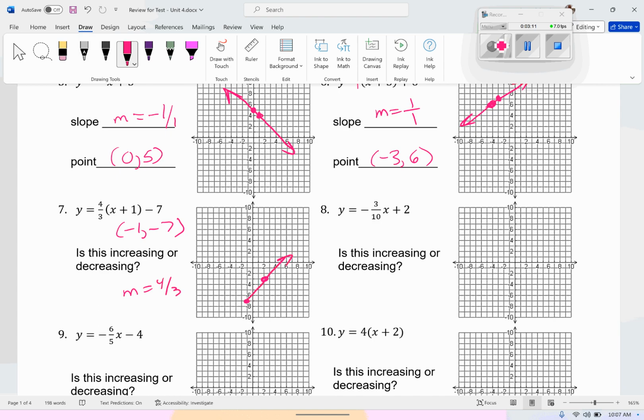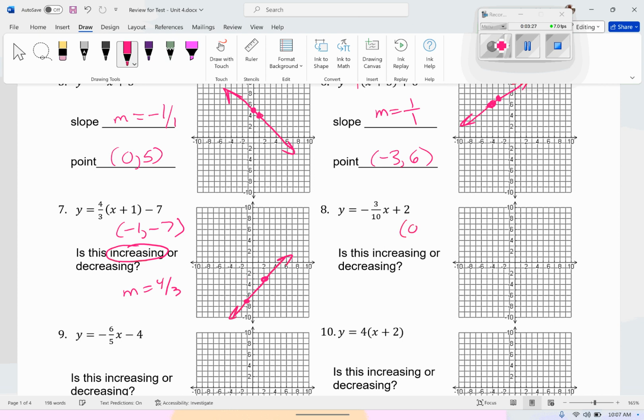And then they want to know, is this an increasing or decreasing? Well, as I go to the right, is the graph going up? The answer is yes, so that means it's increasing. If I went to the right and it was going down, it would be decreasing. So let's take a look at this next one.